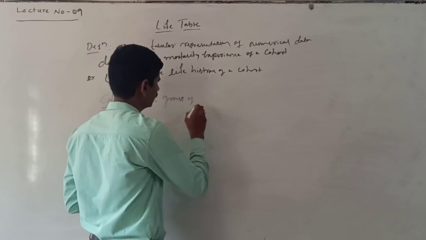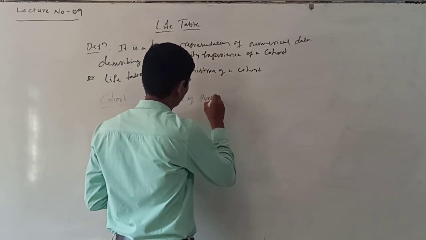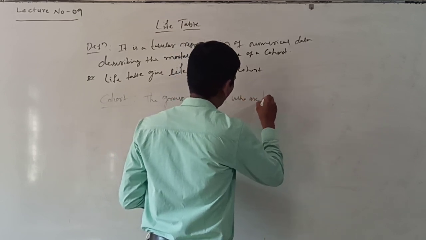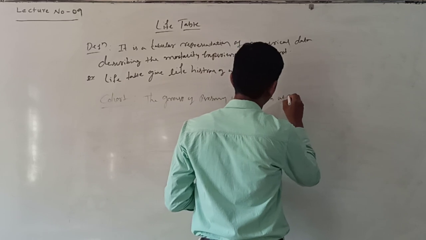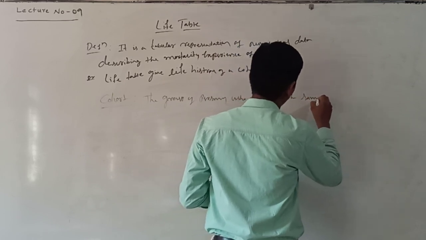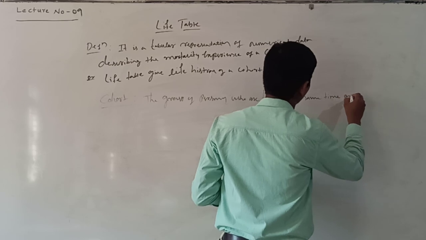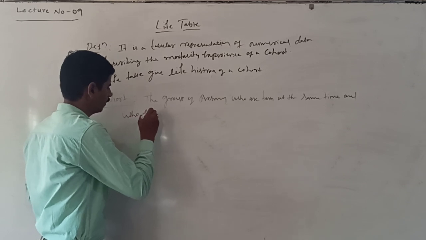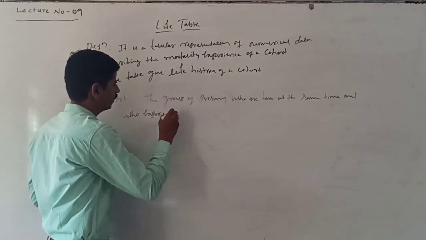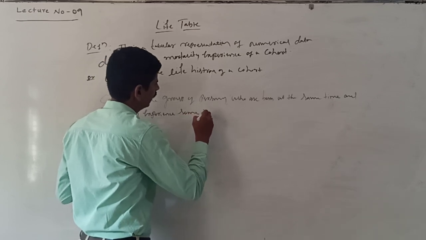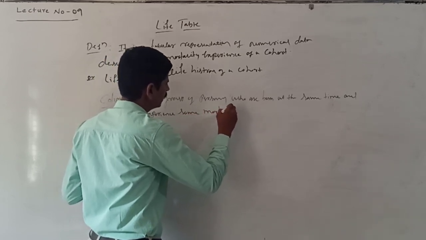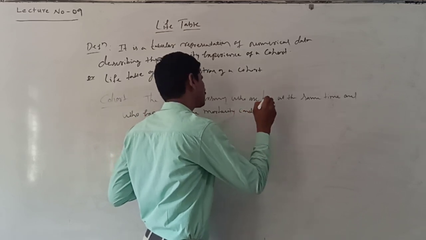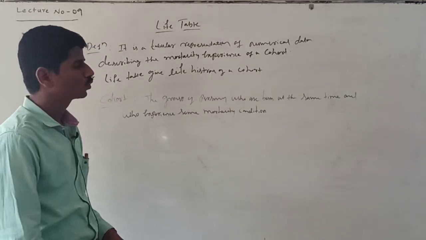The group of persons who are born at the same time and who experience the same mortality condition is called a cohort.